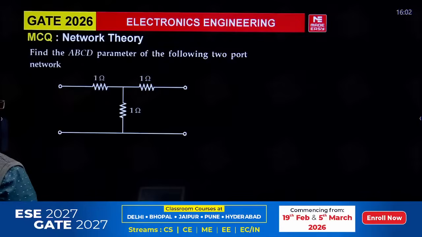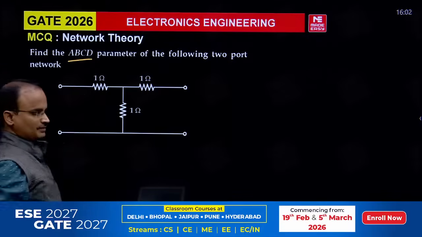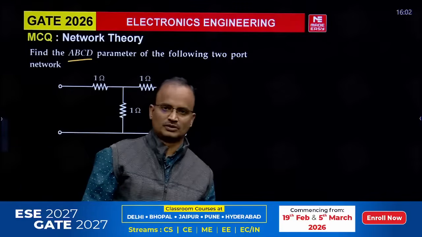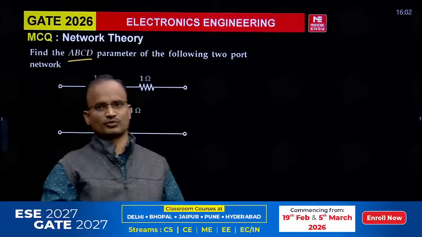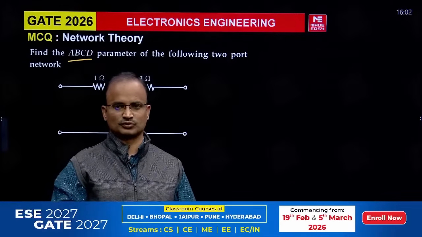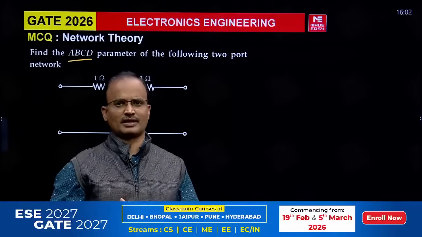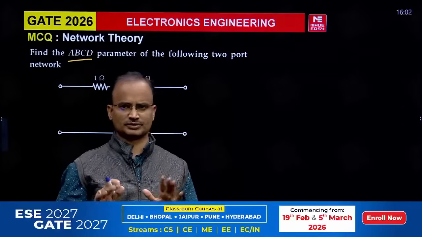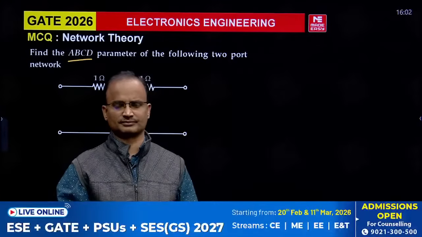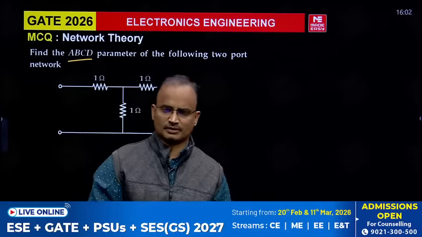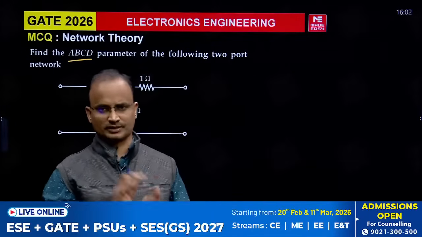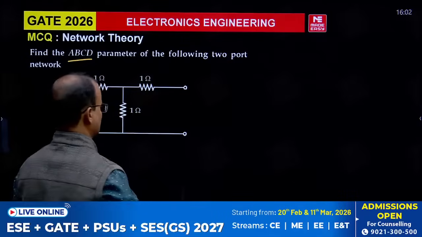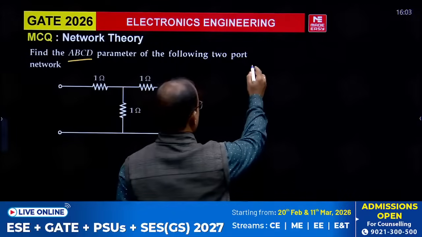Now, in this example, what is required is the ABCD parameters. To get these ABCD parameters, we can go for different approaches. One approach is, as per the given network, go for any equations, either KVL or KCL. Then, as per the required parameters, rearrange that one. So for this particular example, the requirement is the ABCD parameters.